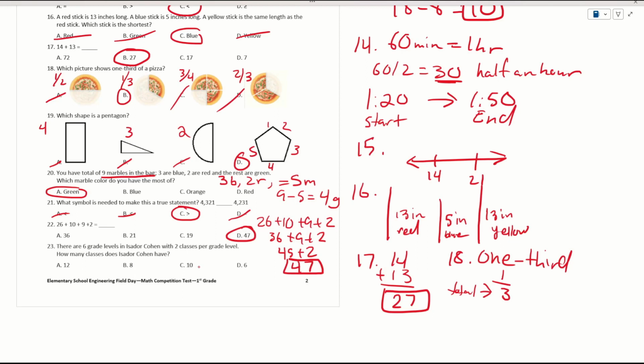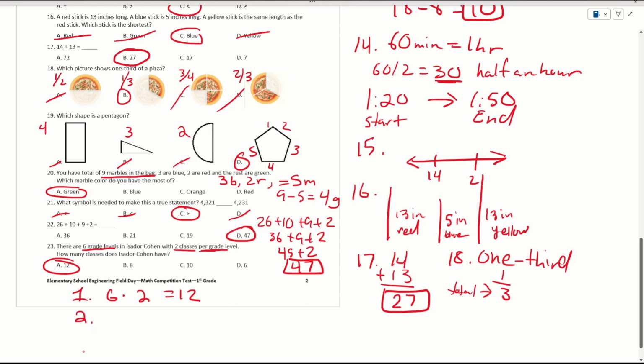23. There are 6 grade levels in Isidore Cohen with 2 classes per grade level. Sorry if I mispronounced that. How many classes does Isidore Cohen have? So this one is going to be a multiplication problem. Okay, if you recognize that this was a multiplication, then you are on track. So there's 6 grade levels and it has 2 classes per. Okay, per tells us something. So for this one we start with 6 times 2. Okay, that gives us 12. That's the first way to do it.